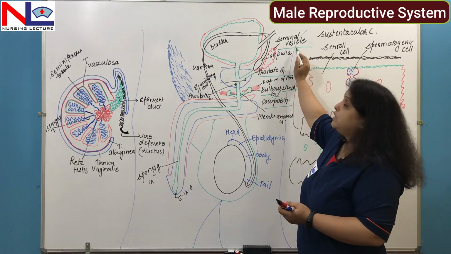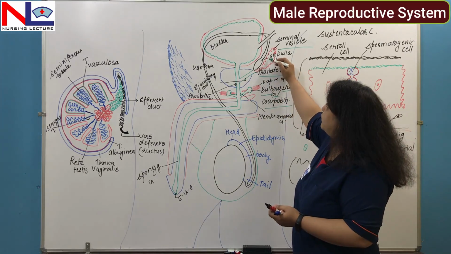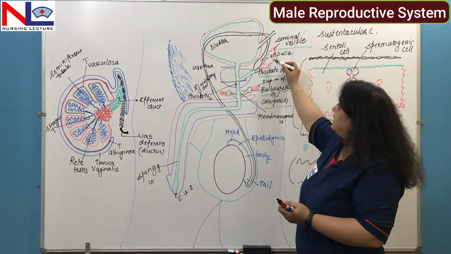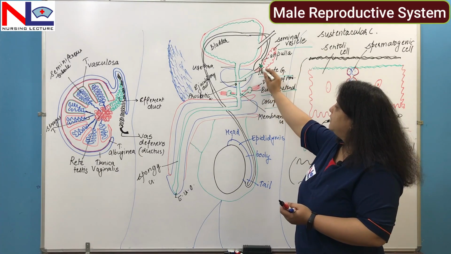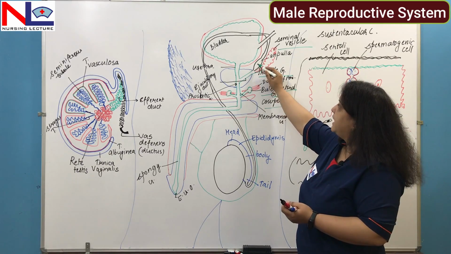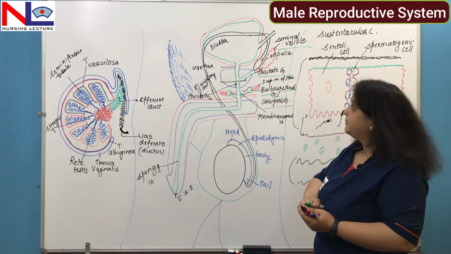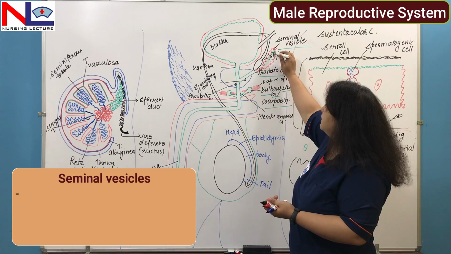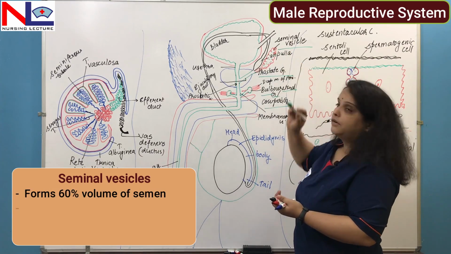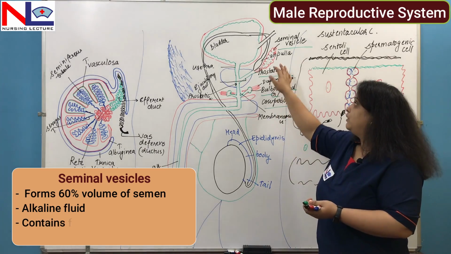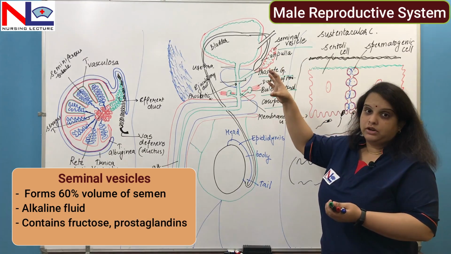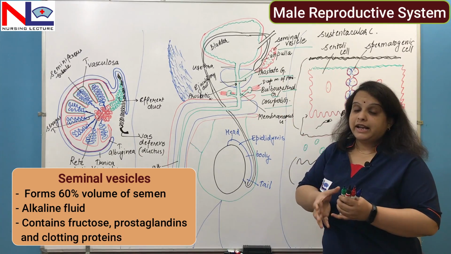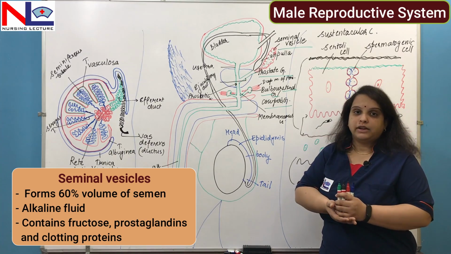So the seminal vesicle is a convoluted pouch-like structure that lies posterior to the bladder, and it is connected through a duct to the ampullary part of the vas deferens, and combined they form the ejaculatory duct. This seminal vesicle releases 60% of the fluid in the semen. Okay, so it is the major contributor of the liquid portion in the semen, and its secretion is highly alkaline in nature, and it contains fructose, prostaglandin and some clotting protein.